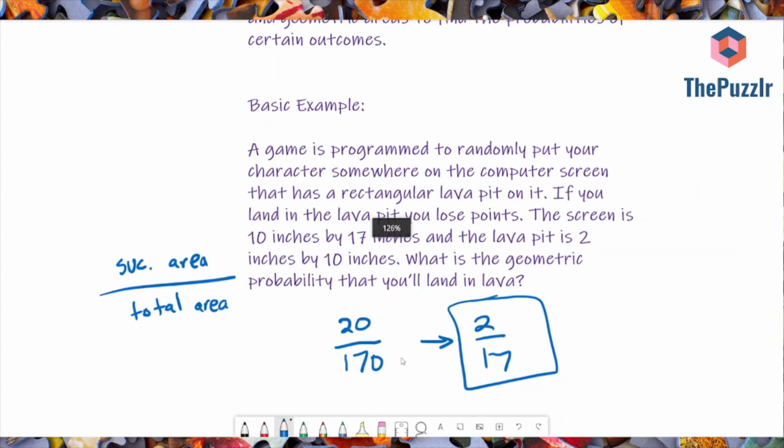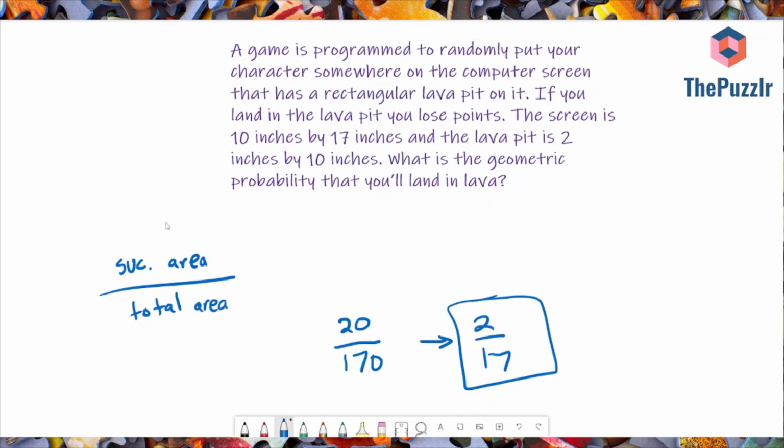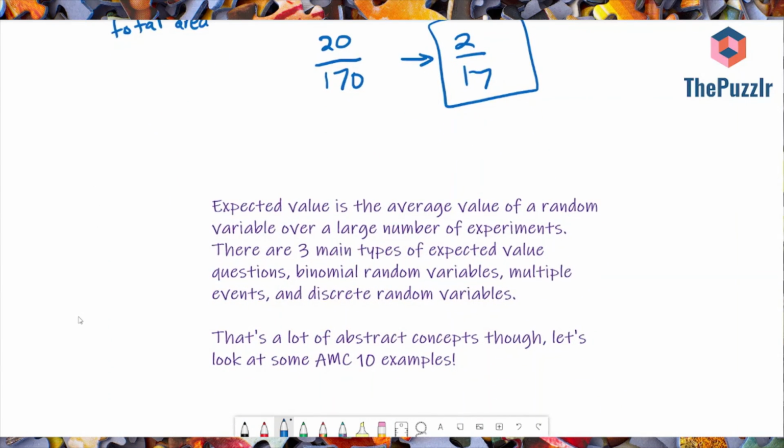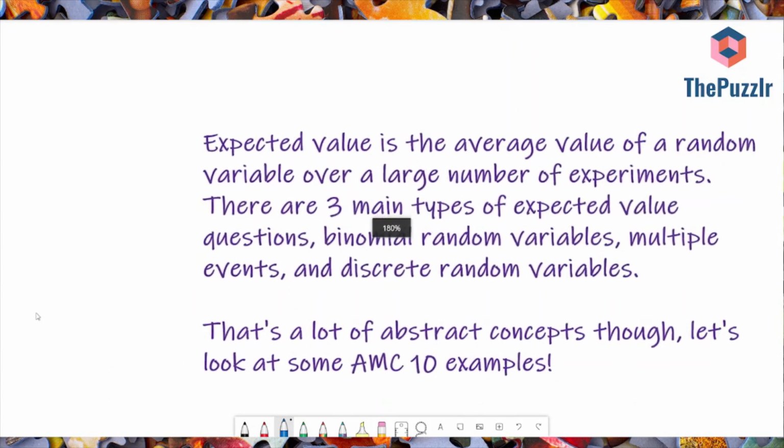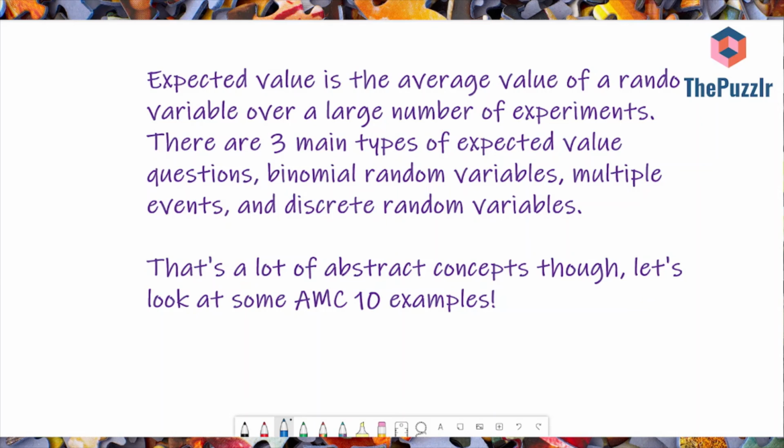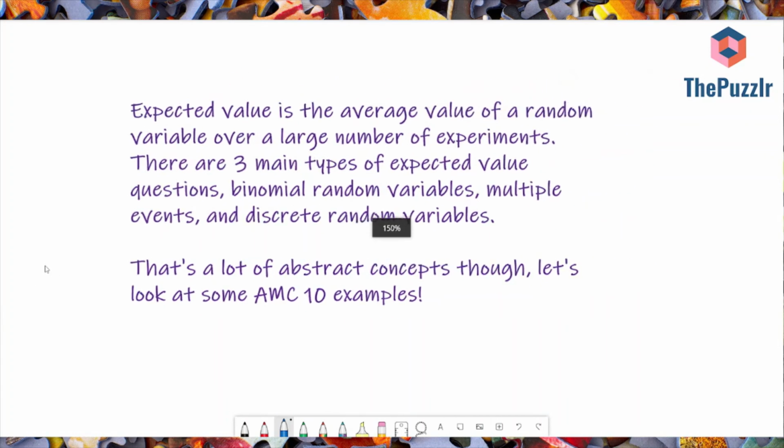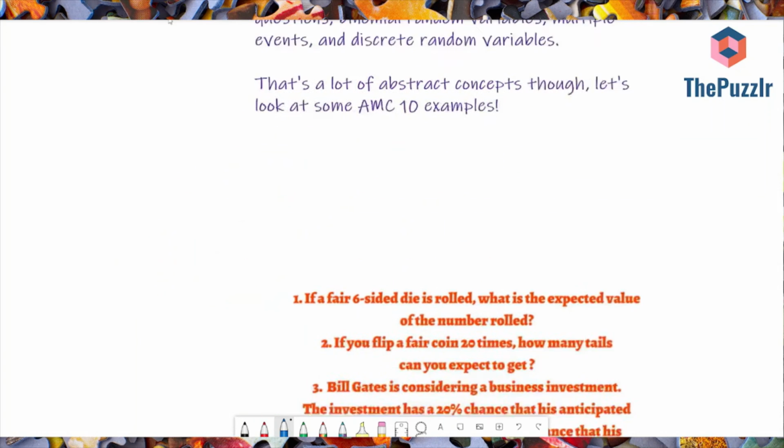Before we move on though, let's look at expected value. So expected value is just the average value of a random variable over a large number of experiments. There are three main types of expected value questions: binomial random variables, multiple events, and discrete random variables. We won't go into depths here, but I do have a video on expected value on my channel that I would really suggest you check out if you're just interested in the more theoretical part of expected value. So that's a lot of abstract concepts. Let's look at the problems.